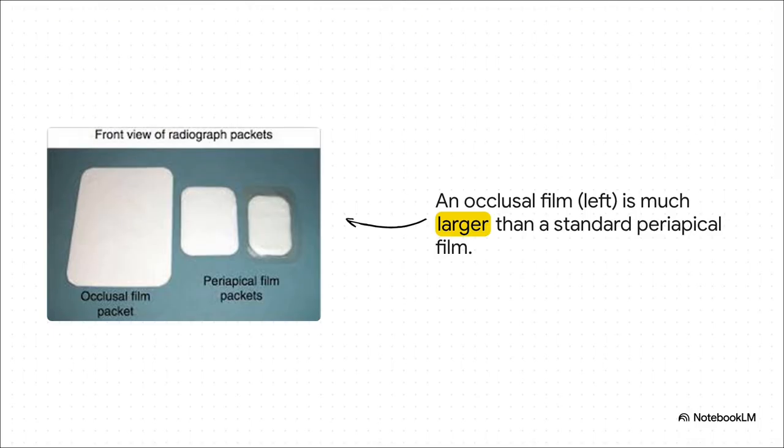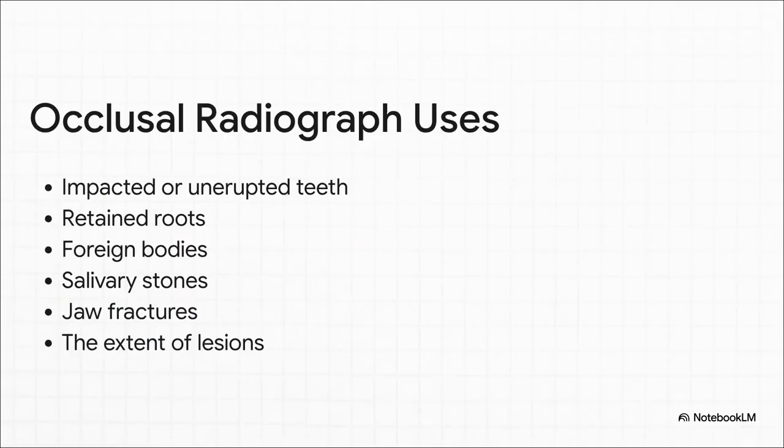Now, that size isn't just for show. It's designed to capture the entire upper or lower arch of your teeth in one single wide shot. It gives our detective a much broader view of the scene. So what kind of clues are they hunting for with this bigger map? Well, all sorts of hidden stuff. We're talking about teeth that haven't come in yet, leftover roots from old procedures, foreign objects, even things like the true extent of jaw fractures. It is a super powerful tool for uncovering evidence that those smaller images might totally miss.